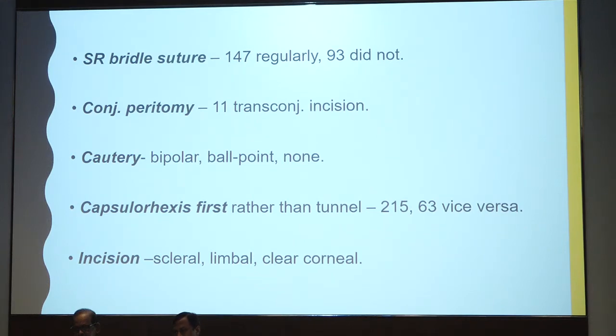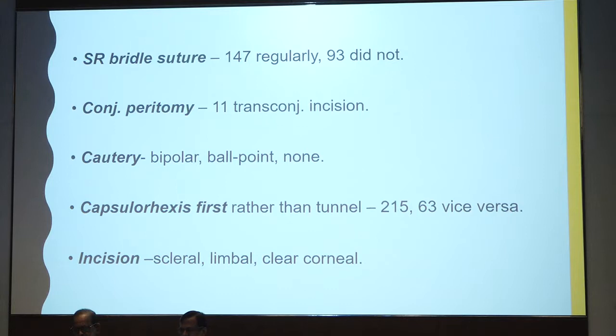Coming to the various steps of surgery, which you have been discussing in the prior sessions also, superior rectus bridle suture: 93 do not use it anymore, 147 do regularly use it, and I experience great pleasure in saying that out of those 93, I am one of them who converted to not doing a superior rectus. Conjunctival peritomy, again 11 have converted to a transconjunctival incision without doing a peritomy. Cautery also, there are lots of variations, bipolar, ballpoint, and there are few who do not use any cautery. Whether a capsular rhexis is done first or the tunnel first, again 215 do a rhexis first and 63 the other way around.